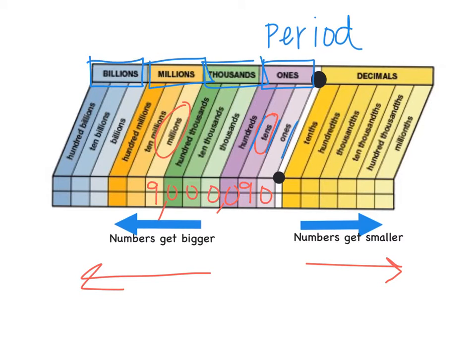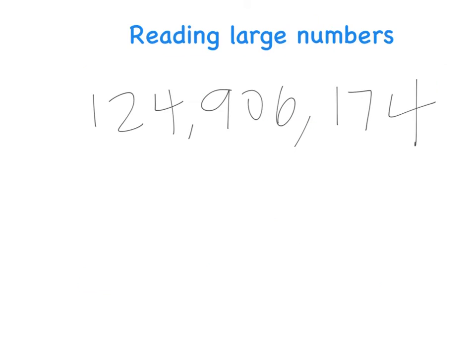Between every period, we put a comma. If you notice between the green period and this purple period, I put commas. So in the next slide, I'm going to talk about how we read really large numbers like this.